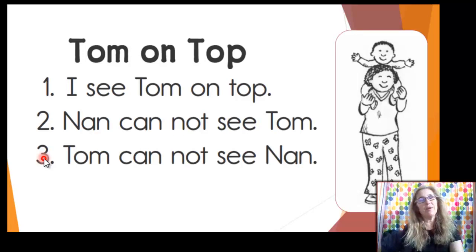This is a pretty silly story, isn't it? Here's Tom right there, Tom on top. This must be Nan, and I can see them both, but Nan cannot see Tom because Tom is on top. I think Tom really could see Nan if he wanted to, though, don't you?